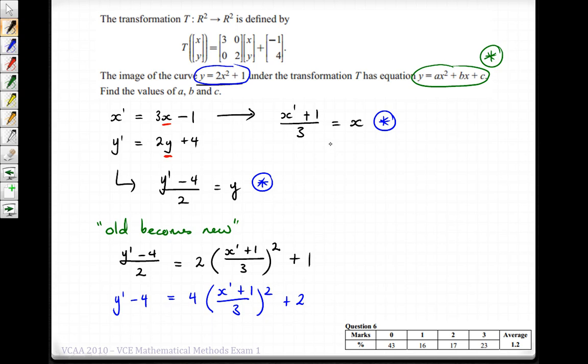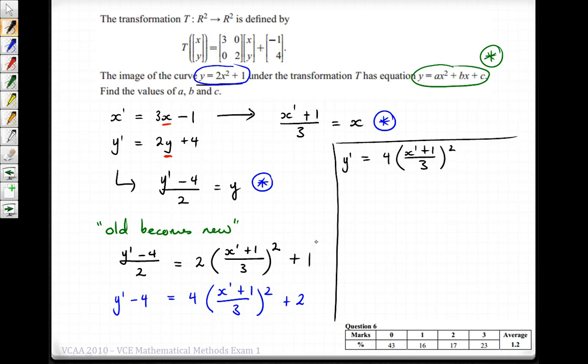If I just get myself a little bit of extra room over to the side, I'll start up the top. I'm going to have y prime equals 4 times x prime plus 1 on 3 squared, plus 2 plus 4, which equals plus 6. So hopefully I've got all that right. Then we're going to expand out the bracket in here to get it into the form that we wanted.